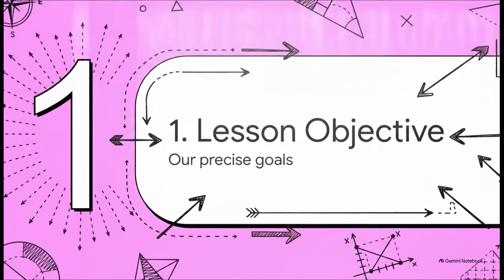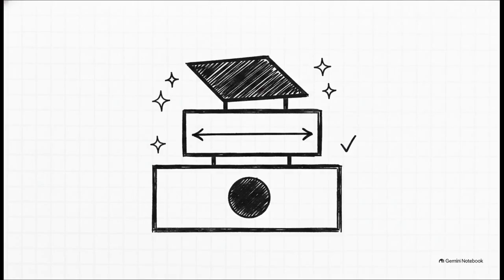Section 1, Lesson Objective, our precise goals. By the end of this explainer, you're going to establish a rock-solid foundation for identifying, drawing, and reasoning with geometry's core building blocks. You'll truly understand points, lines, and planes. Plus, we'll apply some basic geometric postulates, which are basically the universal rules we just assume to be true, and crucially, you'll know exactly how to draw and label these fundamental terms correctly.